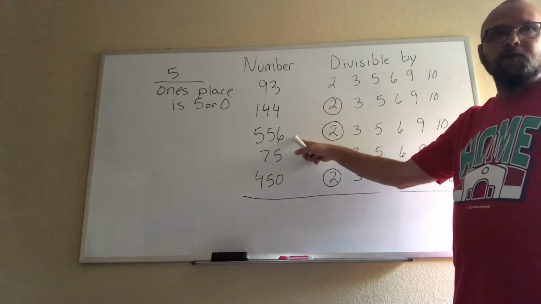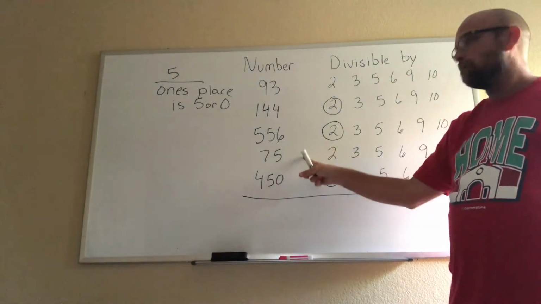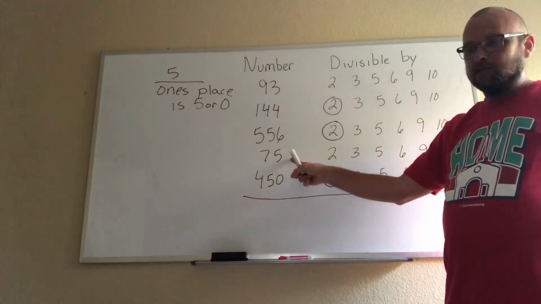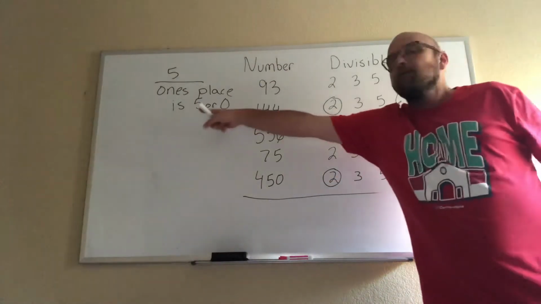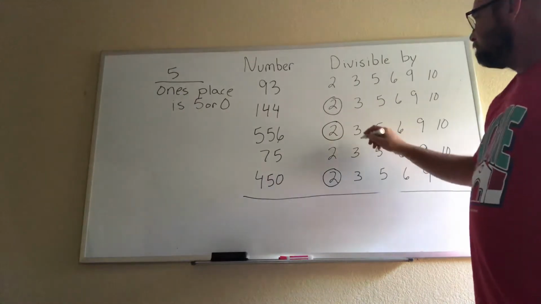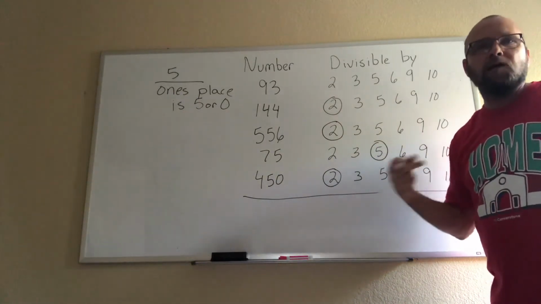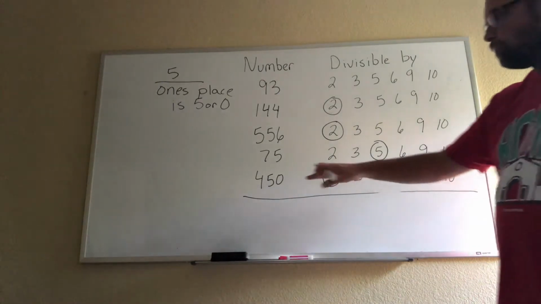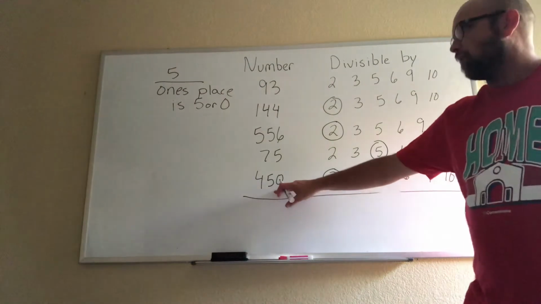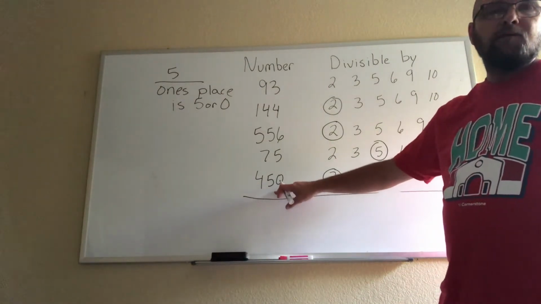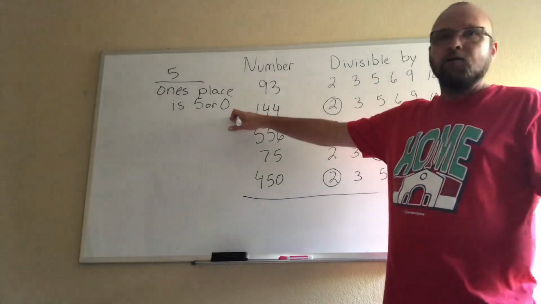556, is it divisible by 5? No, because it has a 6 in the ones place. 75, is it divisible by 5? Yes, it is, because it has a 5 in the ones place. So I would circle the 5 here. So you're working on your paper as I go through this. 450, is it divisible by 5? Thumbs up or thumbs down? Thumbs up, because it has a 0 in the ones place.